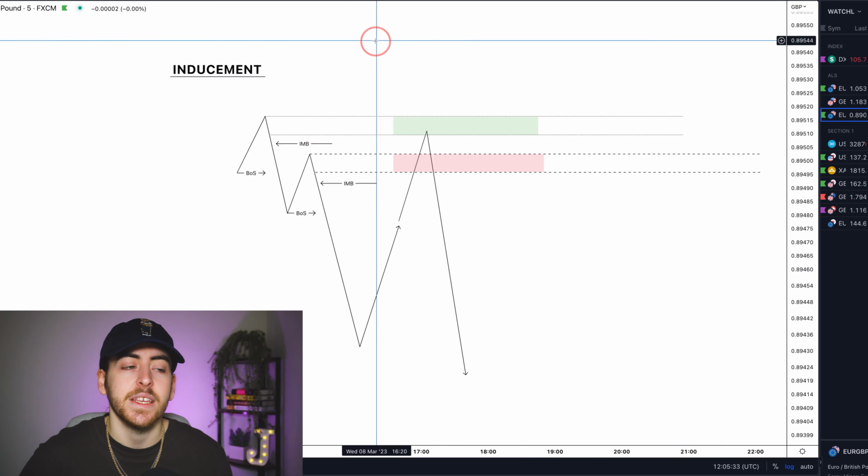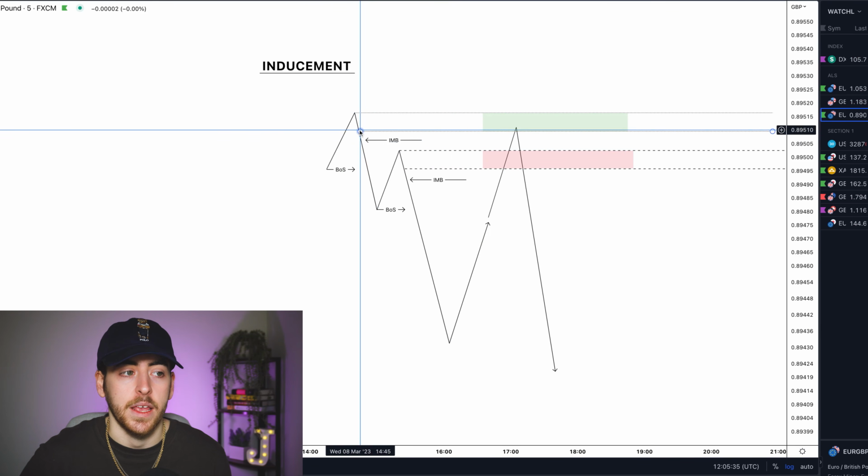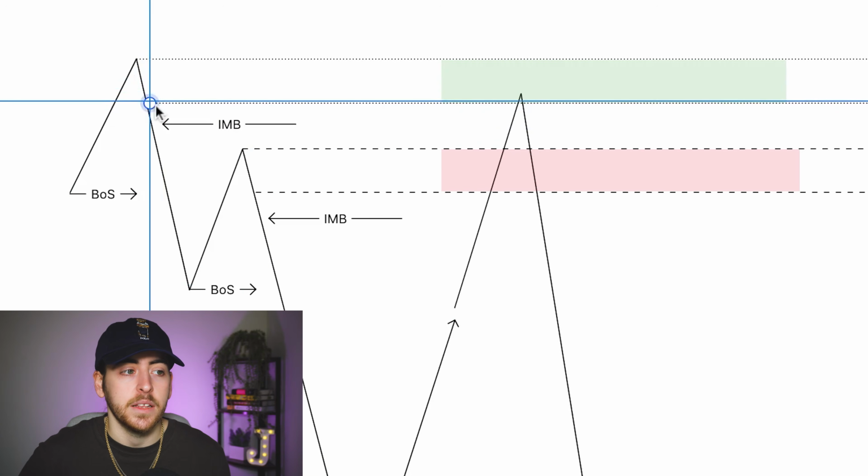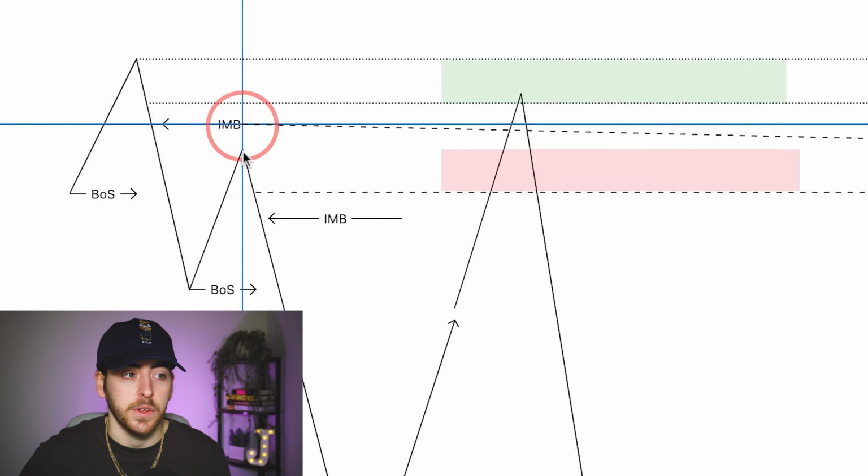So how exactly do we work out whether a zone is a true zone or an inducement zone? Well, this comes down to two big things. First of all is liquidity. Second of all is imbalance. So as you can see in this example, I did actually mark on here that there is an imbalance between this supply and this supply, meaning that there's some open space which hasn't been filled in by price.